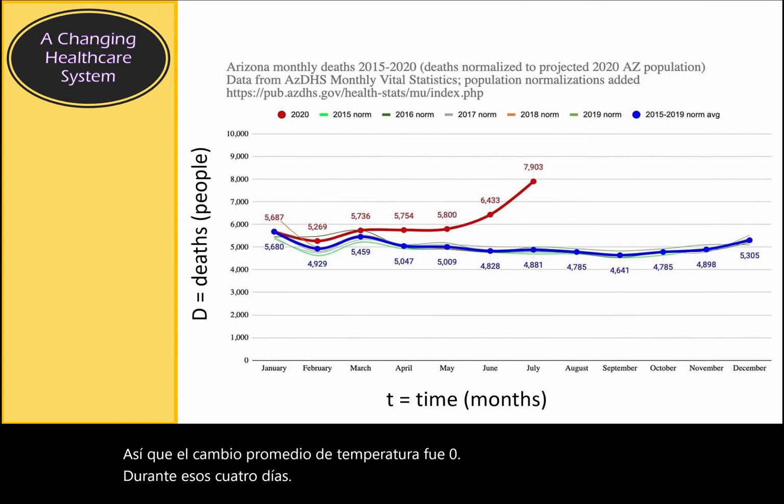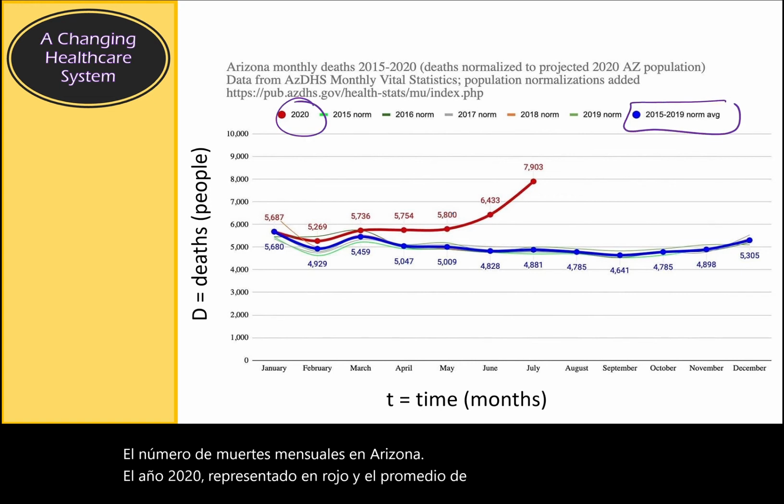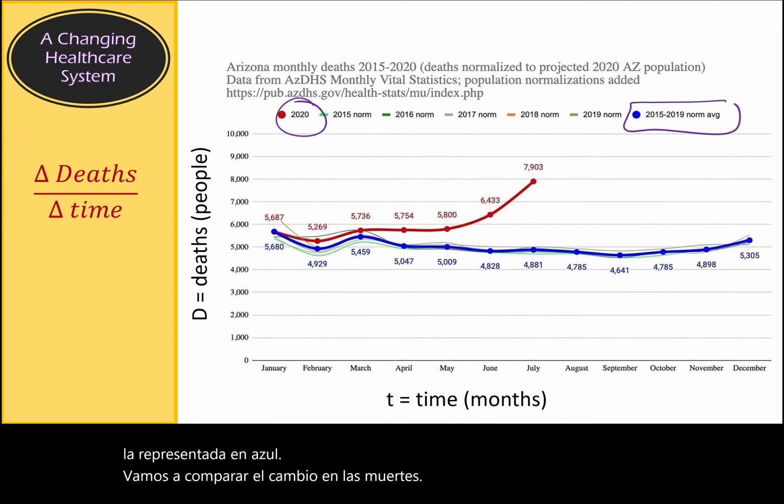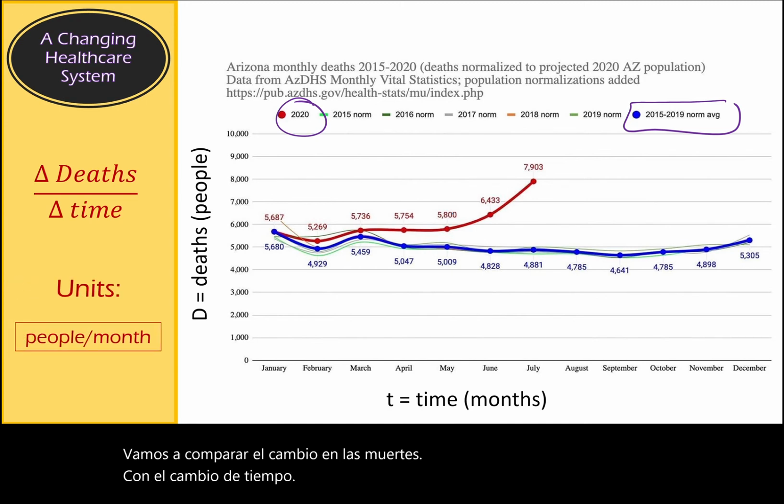For our last example, we'll take a look at the number of monthly deaths in Arizona between the year 2020, represented in red, and the average of the 5 years prior to that, represented in blue. We're going to compare the change in deaths over the change in time, and that's going to be measured in people per month.